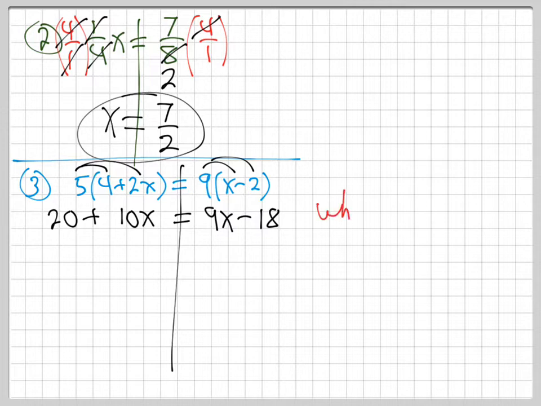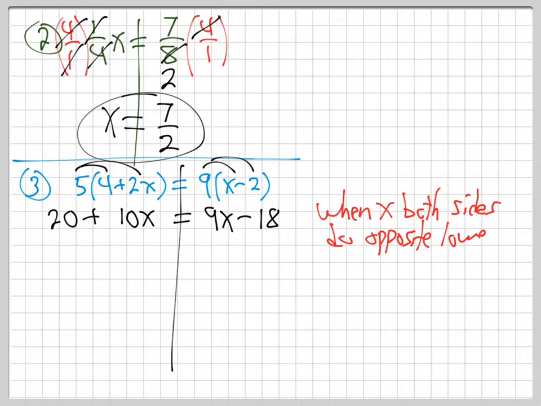So let me write the note for you. When x is on both sides, do the opposite of the lower. So what's the opposite of 9x? It's minus 9x. And whatever you do to one side, you have no choice but to do the same thing to the other. Whoops, that line wasn't so good. So I'm subtracting, and it'll cancel that one out, won't it?